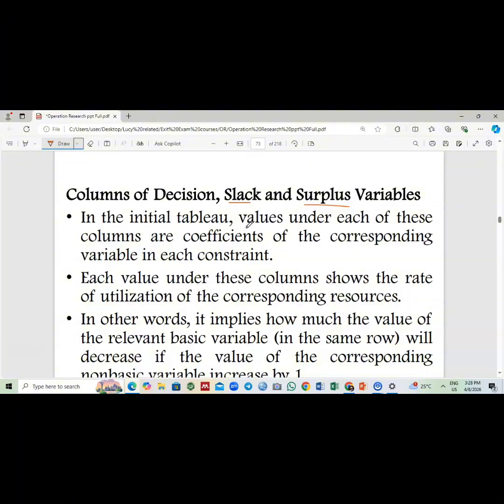So in the initial table, the values under each of these columns are coefficients of the corresponding variable in each constraint. And each value under this column shows the rate of utilization of the corresponding resource.